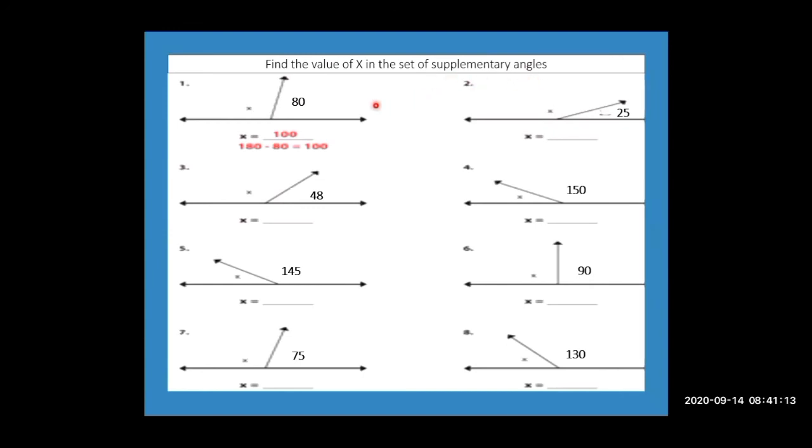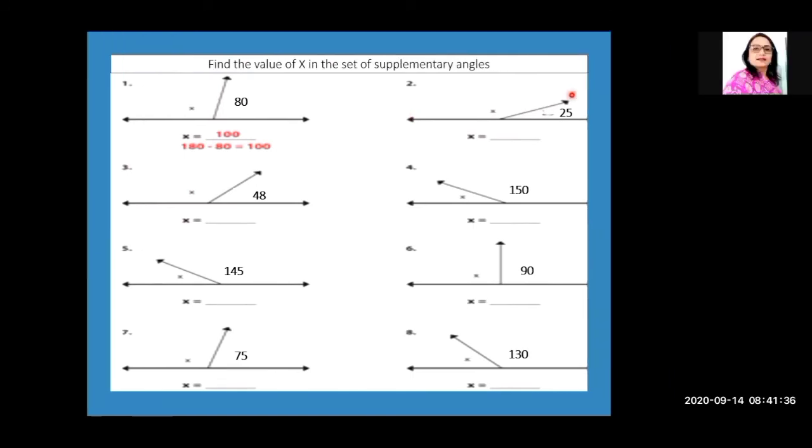One is done here. 80 degrees is given, so 180 minus 80 equals 100. Okay, now I am unmuting you all, so you can answer.